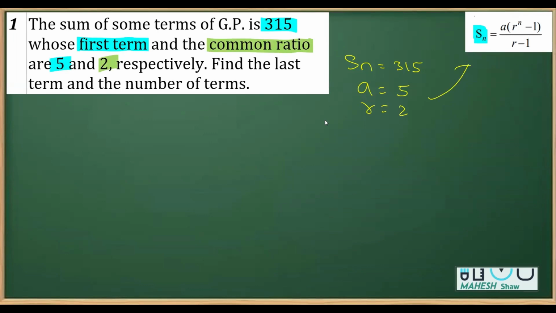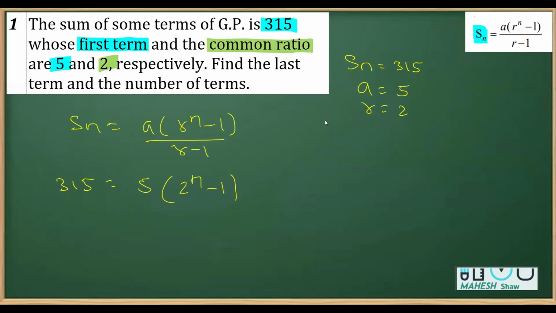Now let's plug in these values on the symbols. If I write down the formula, Sn is equal to a (r raised to the power n minus 1) over r minus 1. Replacing Sn with the value, 315 is equal to a, which is 5, r, which is 2, raised to the power n minus 1, divided by r minus 1. r is 2, so 2 minus 1.